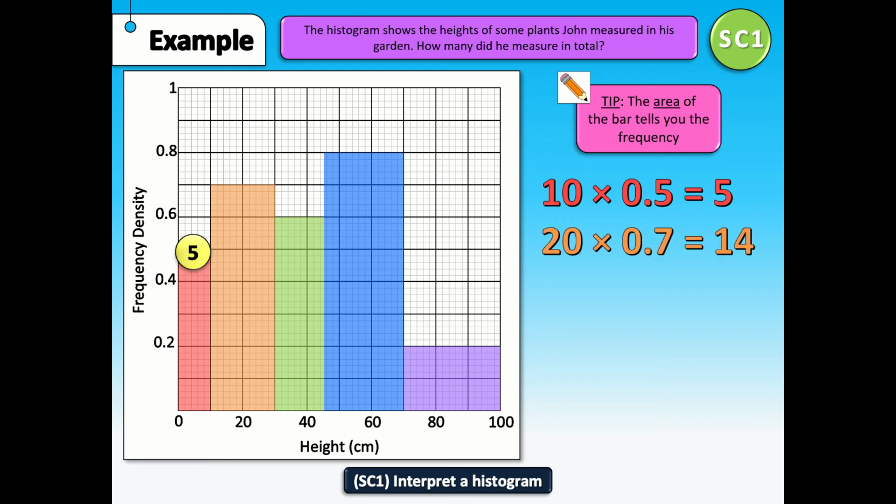For the amber bar, that's got a height of 0.7 and it goes from 10 centimeters to 30 centimeters. So that's a width of 20. So we do 20 times 0.7. So there are 14 plants between 10 centimeters and 30 centimeters tall.